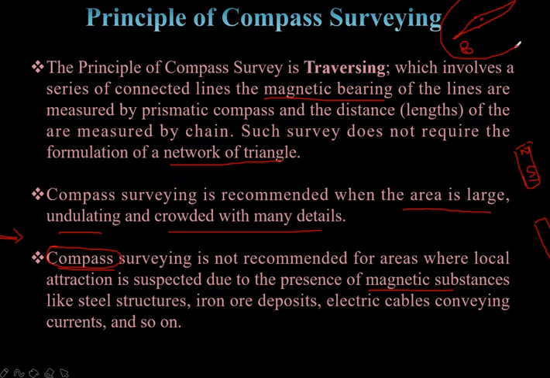Because of this magnetic needle, if it comes near steel structures, it is attracted towards the steel structure. If it comes near iron ore deposits, it is attracted to the iron. Say this is the area we are surveying, and here electrical cables are running. Due to the current in the cable, a field is generated. This field and the field of the compass will disturb each other, so the values will not be correct. Some disturbances will be there in the values and we cannot get an accurate value. For that reason, compass surveying is not recommended in areas with local attraction like steel structures, iron ore deposits, and electrical cables conveying current, which create a field around them. If they are present, compass surveying, or any surveying done with the help of a compass, is not recommended.